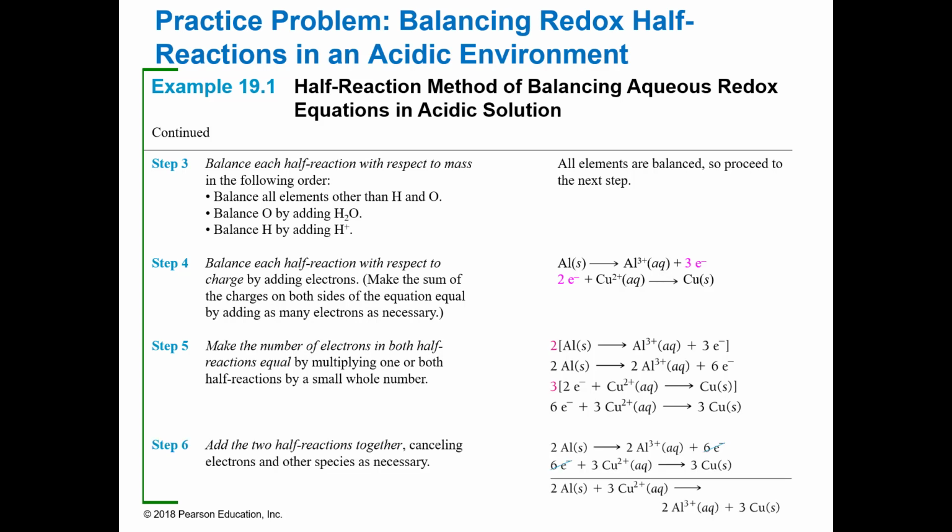The electrons must cancel out. That is the key right here. This is why we multiplied by 2 and 3. The 6 electrons on the product side of the oxidation reaction cancel out with the 6 electrons on the reduction half reaction. Those have to cancel out, and if they don't, you've made a mistake.